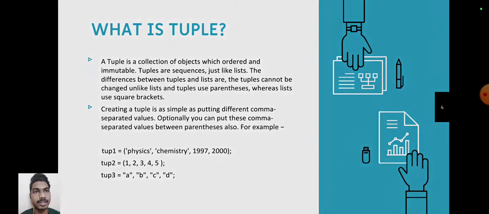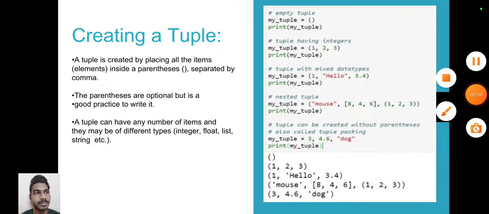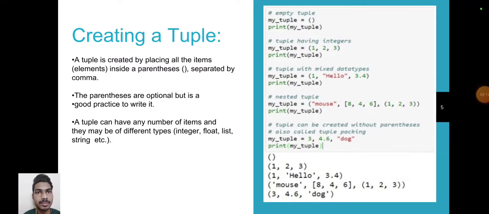So let's move on to the next. Let's see how to create a tuple. A tuple is created by placing all the elements, items, inside parentheses separated by commas. The parentheses are optional but it is good practice to write them. A tuple can have any number of items and they may be of different types like integer, float, list, strings, etc. Now here is an example.